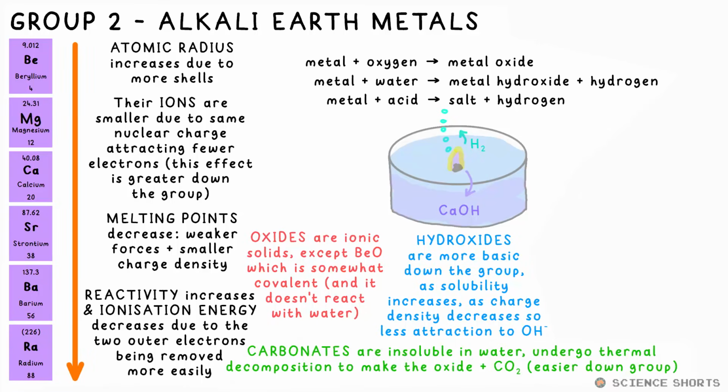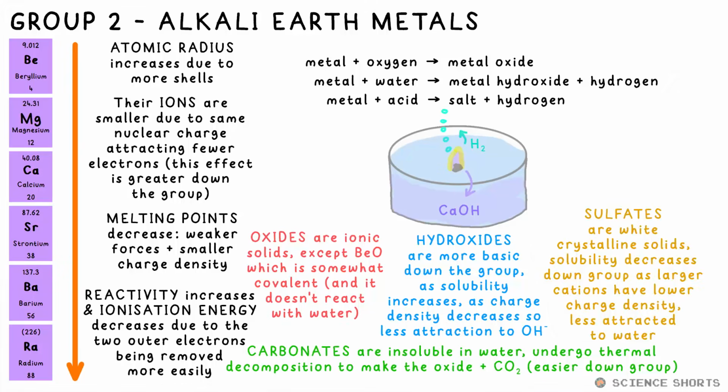Their carbonates are insoluble in water and they undergo thermal decomposition to make the oxide and CO2. This gets easier down the group. Finally, their sulfates are white crystalline solids whose solubility decreases down the group. This is because the larger cations have lower charge density and are therefore less attracted to water.